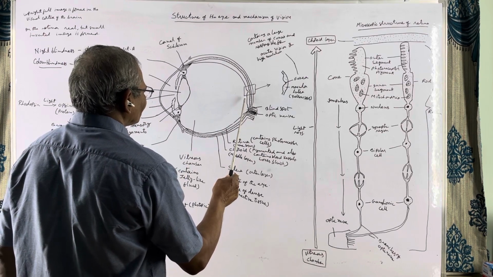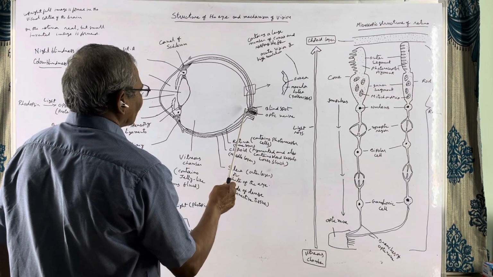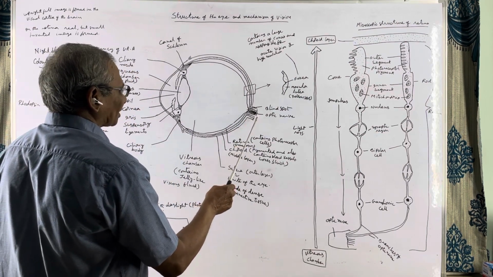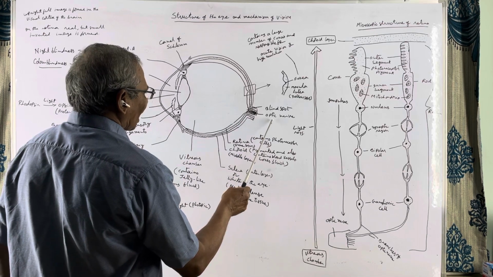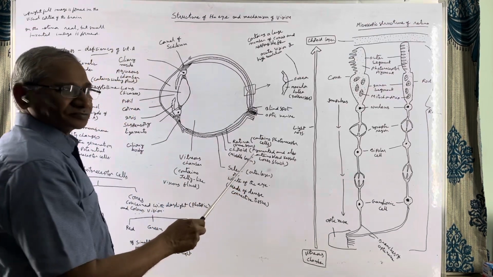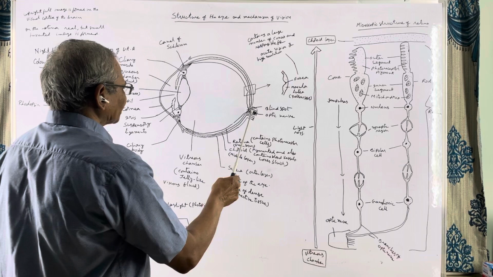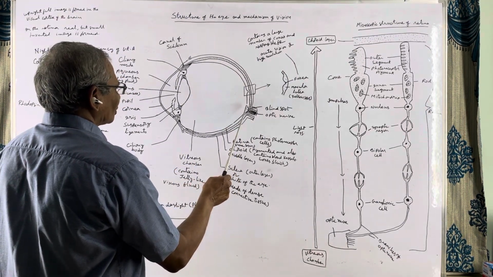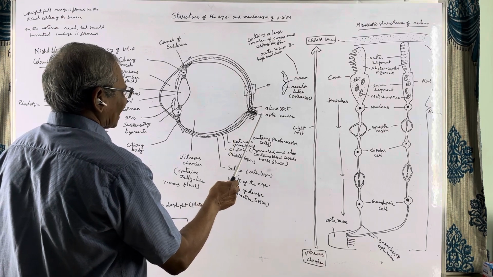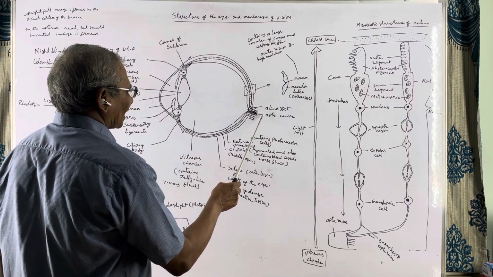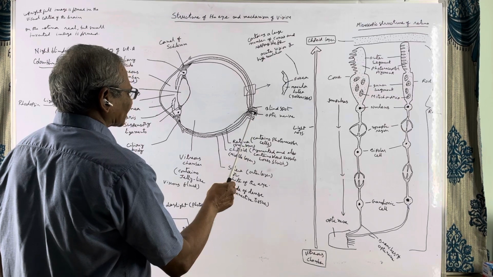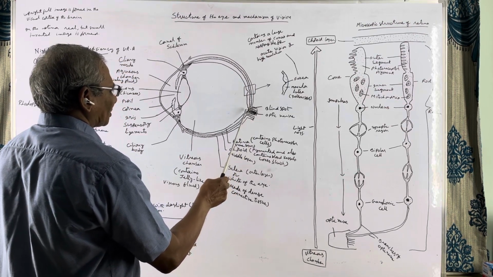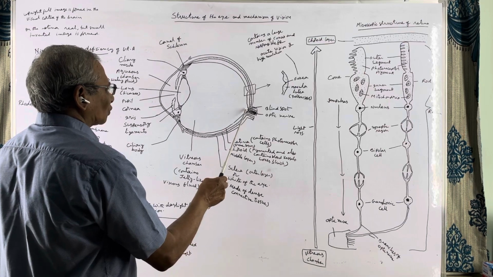Here, the optic nerve enters the eye. Sorry, the optic nerve leaves the eye and the optic blood vessel enters the eye. This is opposite to this pole. So here, where the optic nerve leaves the eye and the optic blood vessel enters the eye, there are no photoreceptor cells. Practically, no photoreceptor cells are present.